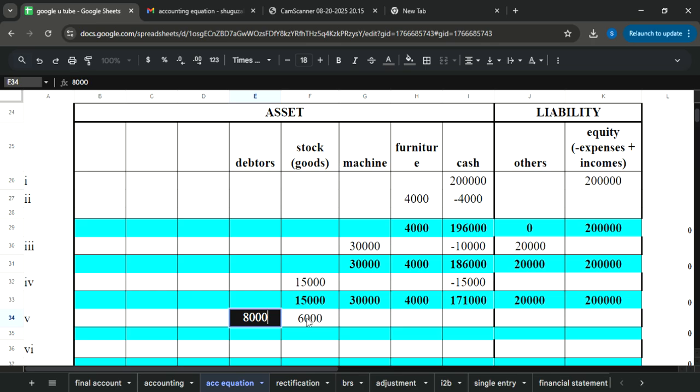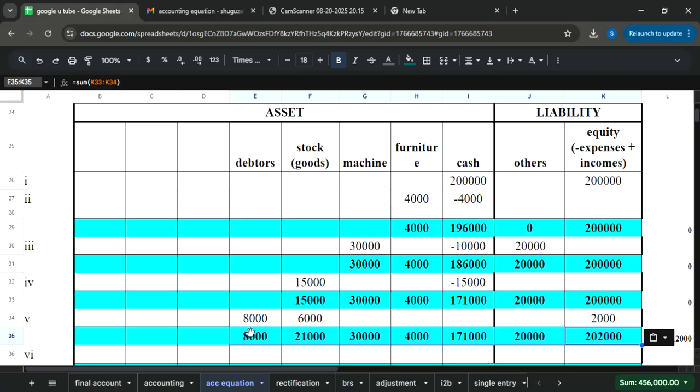Goods of 6,000 sold for 8,000. It means you have got your profit. How much? Goods were 6,000, sold for 8,000. It means 2,000 would be your profit. In a similar way, after completing one entry, you need to take totals. So the total has been taken.